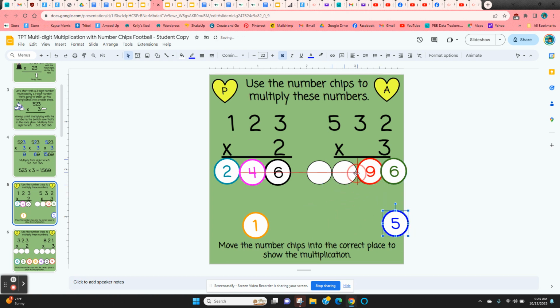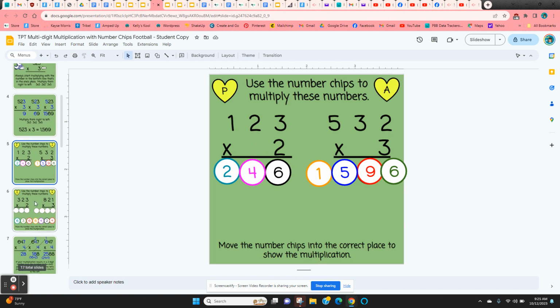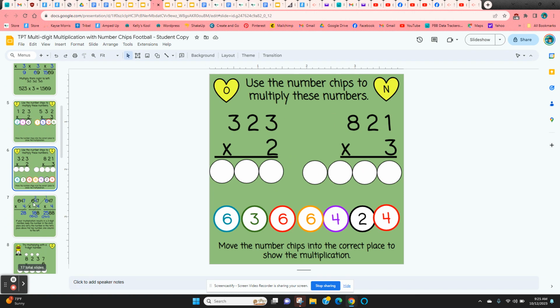and 15. Now, each one of these solutions is matched with a letter and a yellow heart. So on the very last slide, they're going to solve a football riddle by matching their answer to this letter that's in the yellow heart. They're going to do the same thing on the next slide.